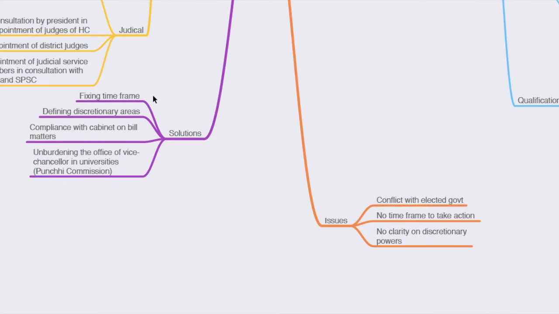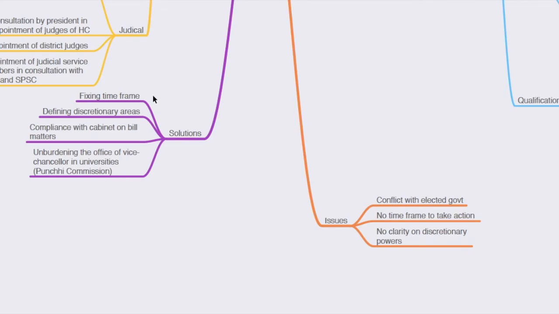First, the time frame must be fixed regarding the bills. When the governor withholds the bill, there must be a certain time frame. Say he can withhold for 6 months or maybe a year, and not after that. After that, he has to give the assent or return the bill for modifications, changes or reconsideration to the state legislative assembly. And the same applies to the president also. The president also has the power to withhold the bill, and again the bill dies out. So there also a time frame must be given.